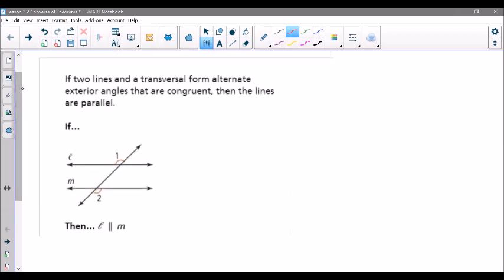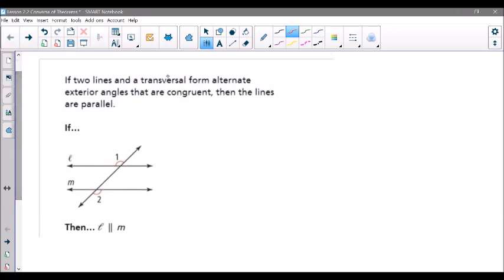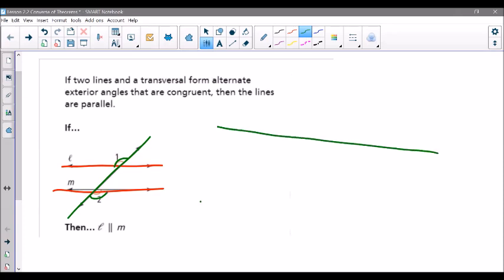All right. So now the converse of the alternate exterior theorem says, hey, if we have two lines and a transversal, so here are the two lines, L and M. We don't know anything about L and M, but we do know that they are cut by this transversal. So the converse says, if those alternate angles, angle 1 and angle 2, are the same measure, then line L is parallel to line M. Maybe we have two lines like this. Maybe this is line L.